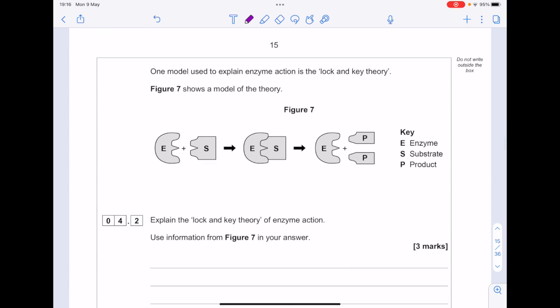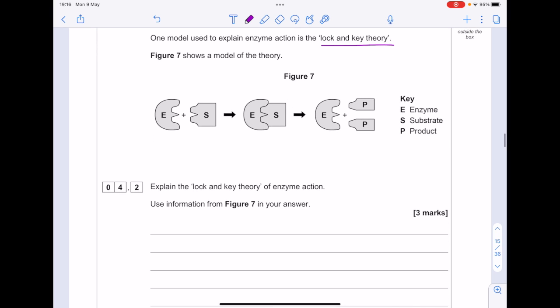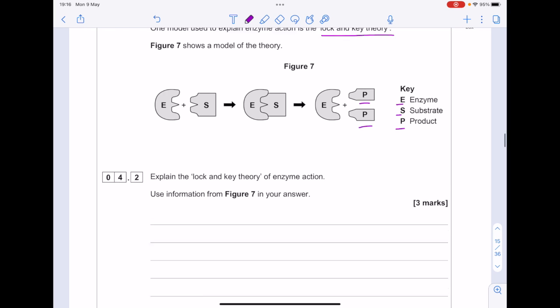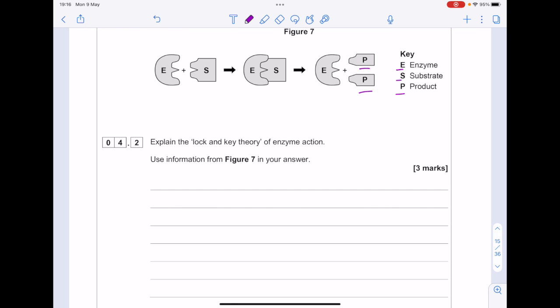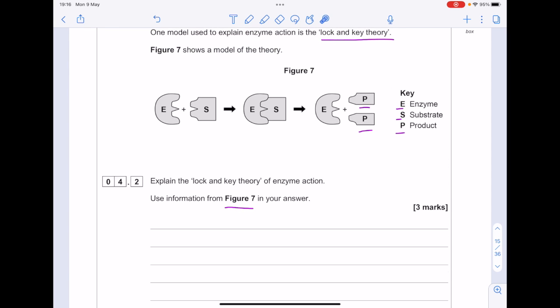One model used to explain enzyme activity is the lock and key theory. Figure 7 shows the model of this theory. So we've got the enzyme fitting together with the substrate in order to form these products. Explain the lock and key theory and use information from figure 7 in your answer. So what can we see happening? Well, the enzyme binds to the substrate because they have a complementary shape. And at the end, the substrate is broken down into 2 products. Notice that our enzyme is unchanged from beginning to end.